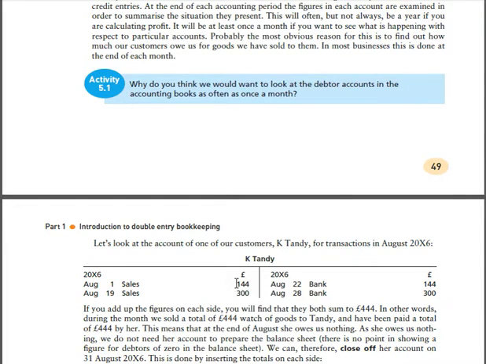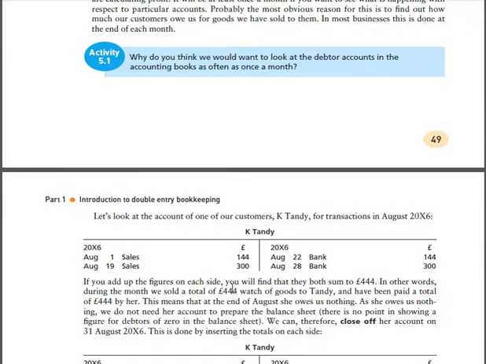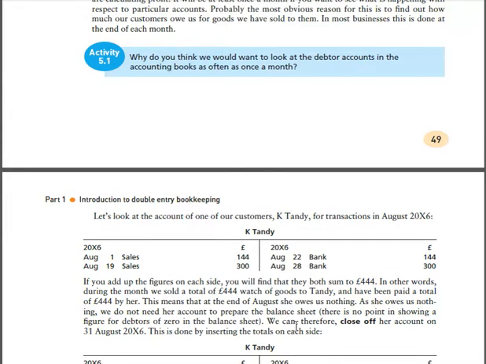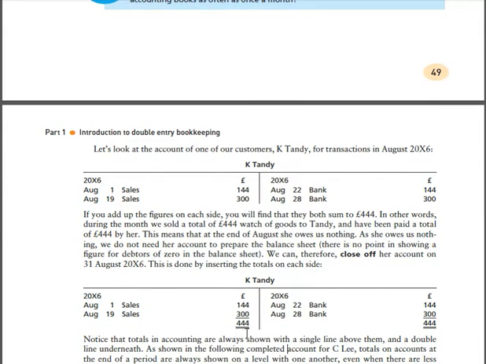So if we total both the debit balances and the credit balances, the total is going to be the same. It bought goods worth 444 and it repaid the same amount, 444, towards the end. So both the debit and the credit sides balance. This means the account balances off, and that there is no balance pertaining to K Tandy remaining at the period end, which has to be taken forward to the next period. So in this case, we can close off our account on 31st August 2006.